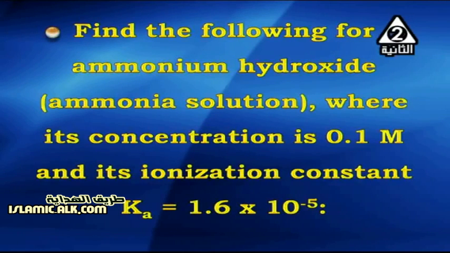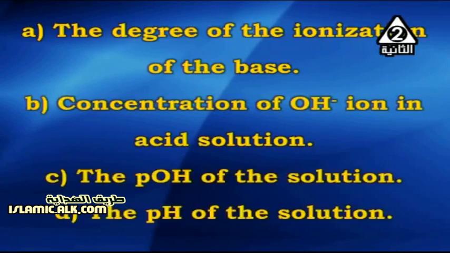Now, my dear student, another problem. Find the following for ammonium hydroxide solution, or we can say ammonia solution, where its concentration is 0.1 molar and its ionization constant Kb equals 1.6 times 10 to the power negative 5. Find the degree of ionization of the base, the concentration of hydroxide ion in the solution, the pOH of the solution, and the pH of the solution.